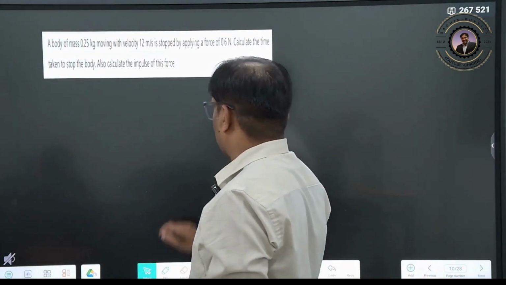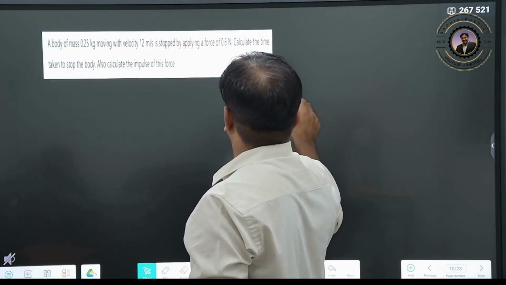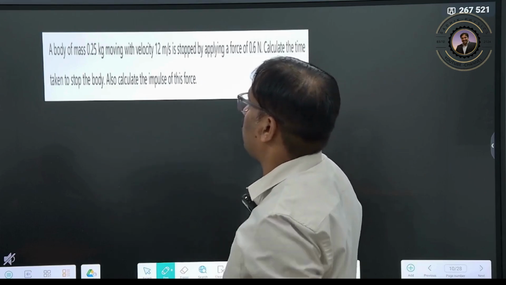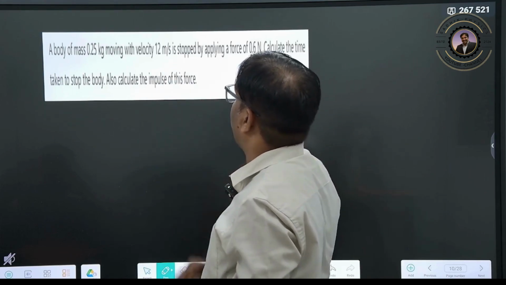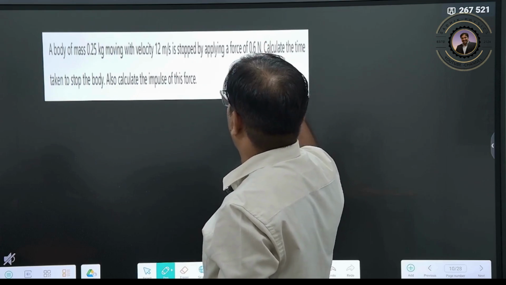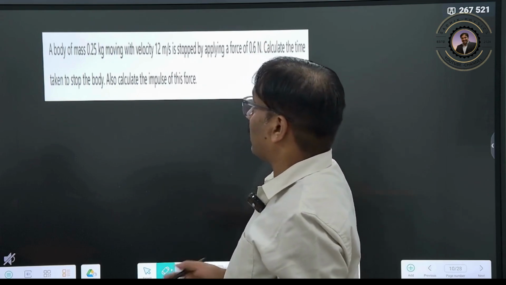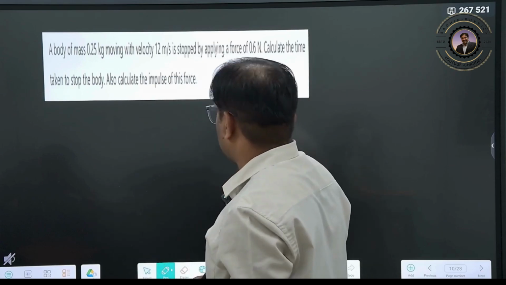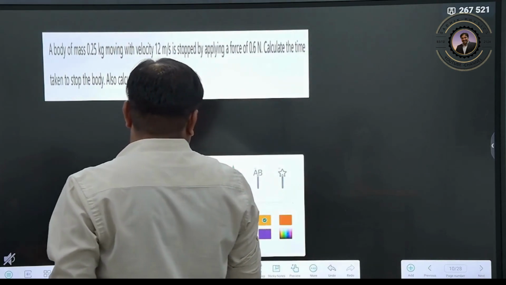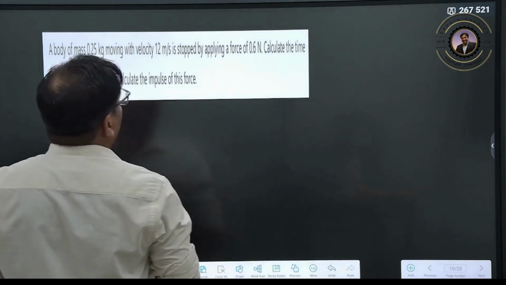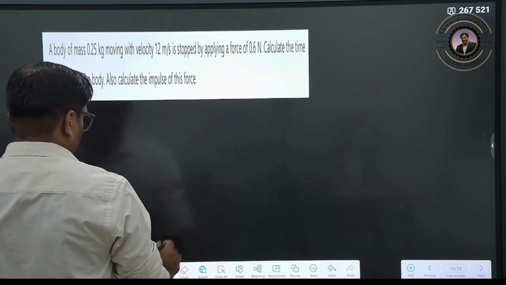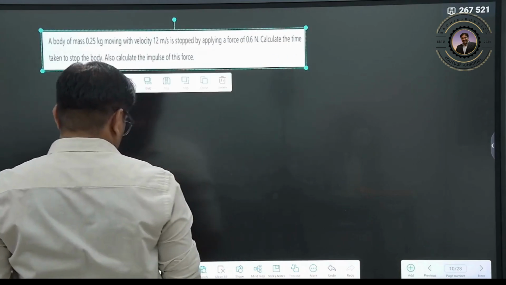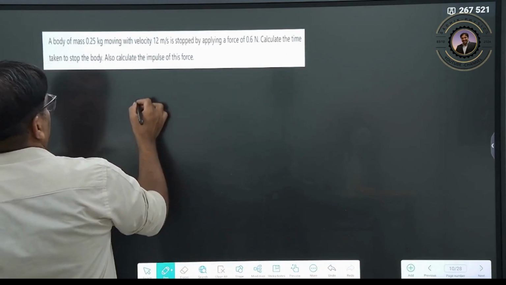Now let us see one more question. A body of mass 0.25 kg moving with a velocity of 12 meters per second is stopped by applying a force of 0.6 newtons. Calculate the time taken to stop the body. Also calculate the impulse of this force now. Therefore here a force is given, no? Right?